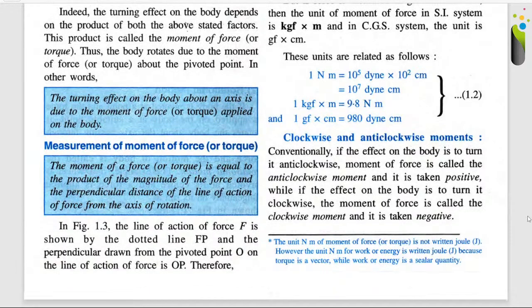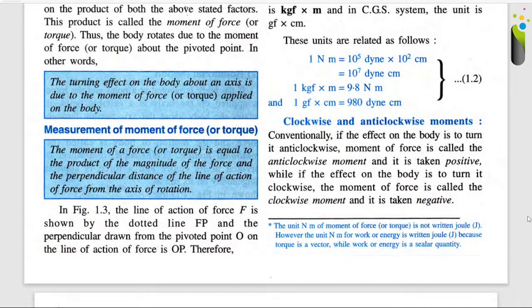Now, coming to the next, clockwise and anti-clockwise moments. Conventionally, if the effect on the body is to turn it anti-clockwise, moment of force is called the anti-clockwise moment and it is taken positive. While if the effect on the body is to turn it clockwise, the moment of force is called the clockwise moment and it is taken negative.